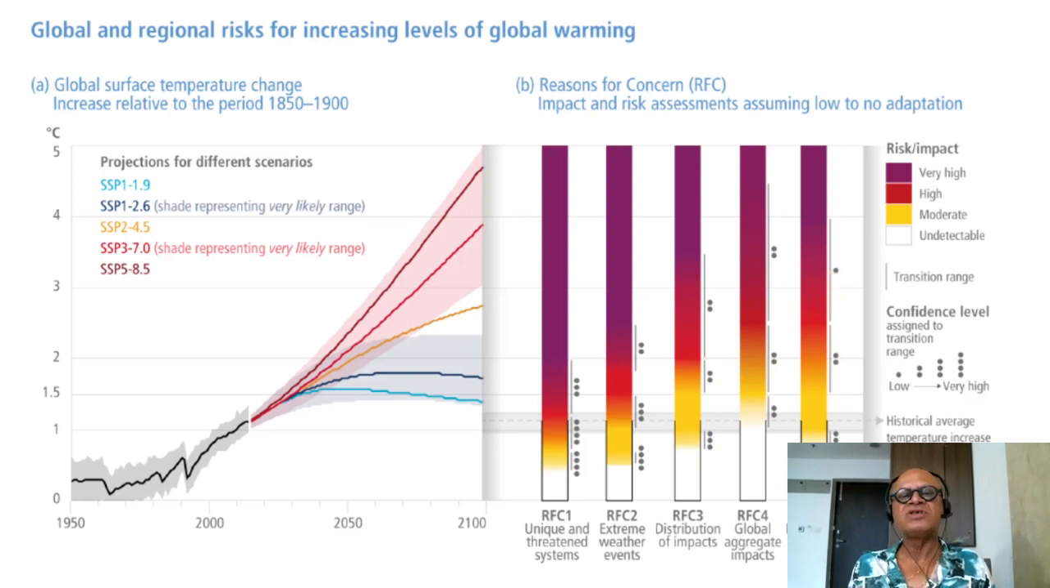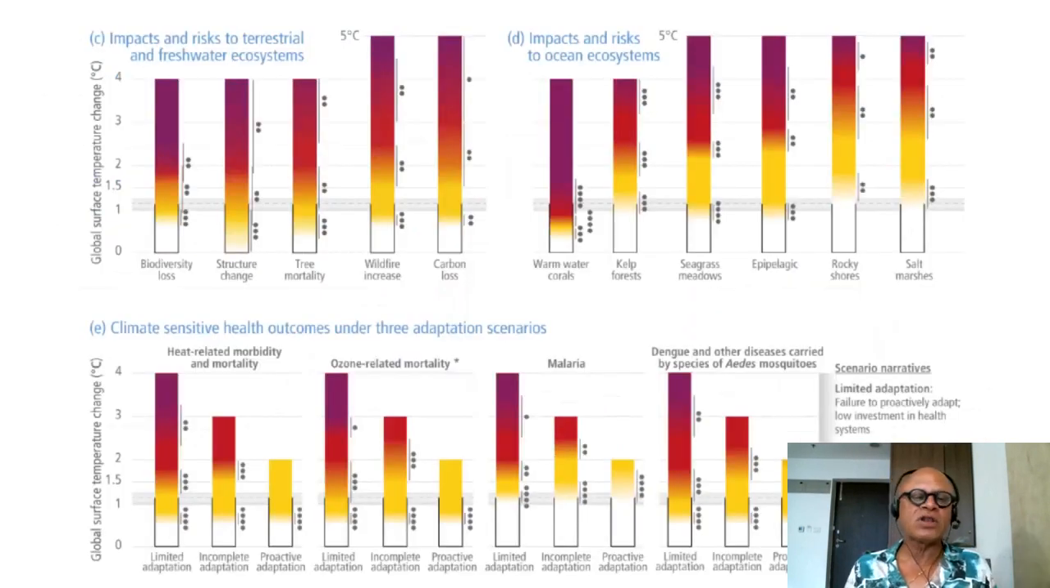Okay, so this gives you a sense that we are working hard to understand the potential outcomes and risks associated with our fossil fuel emissions and expected warmings. You can look at impacts and risks to terrestrial and freshwater ecosystems, again in the warming ranges. So biodiversity loss, ecosystem structure changes, tree mortalities, wildfire increases, and carbon loss from the terrestrial ecosystems and freshwater ecosystems.